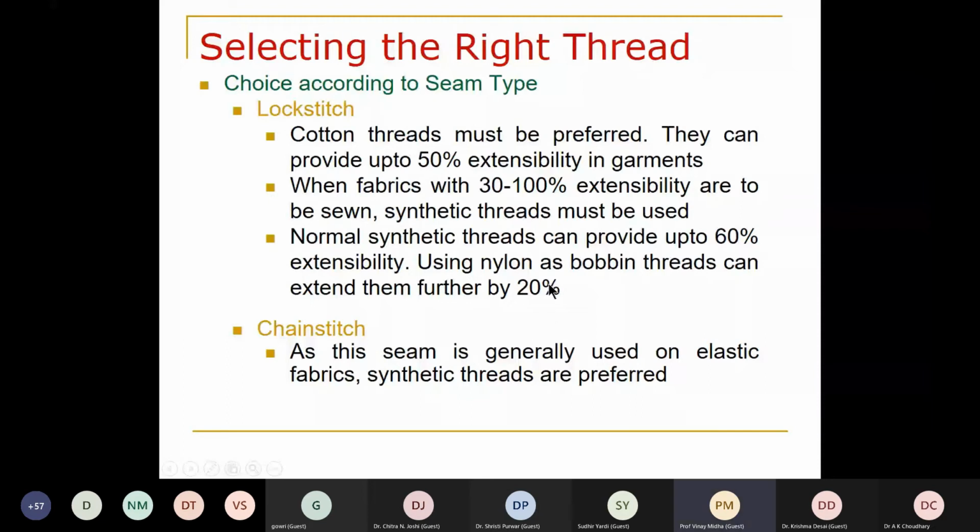In chain stitch applications, we cannot go with cotton threads. In that case, we normally prefer synthetic threads because of the higher elongation available in them. Chain stitch itself is extensible, and for that we need extensible sewing thread.